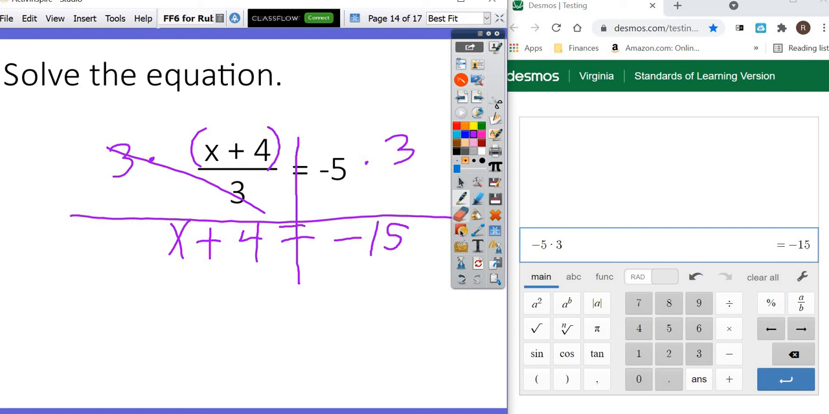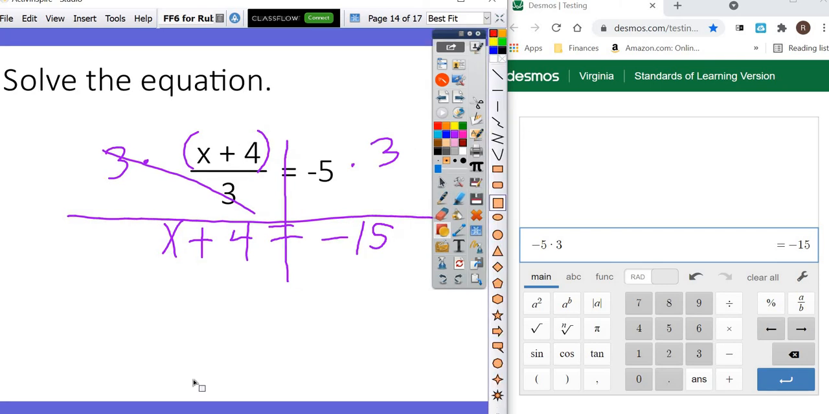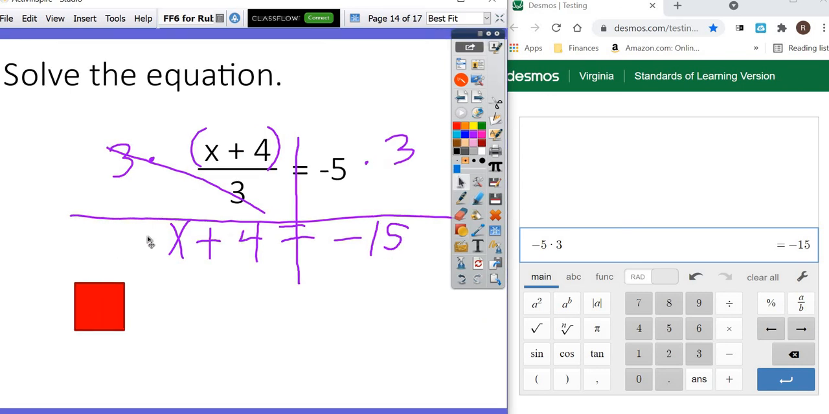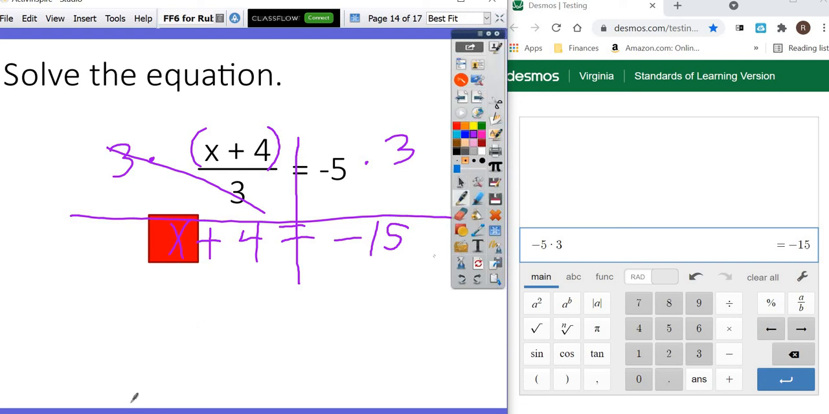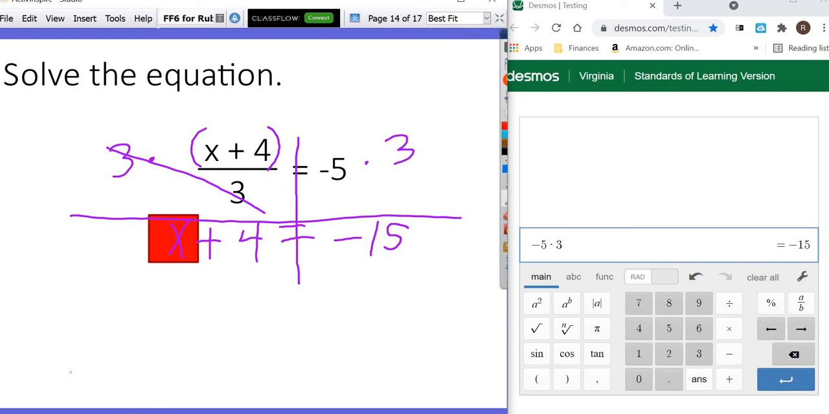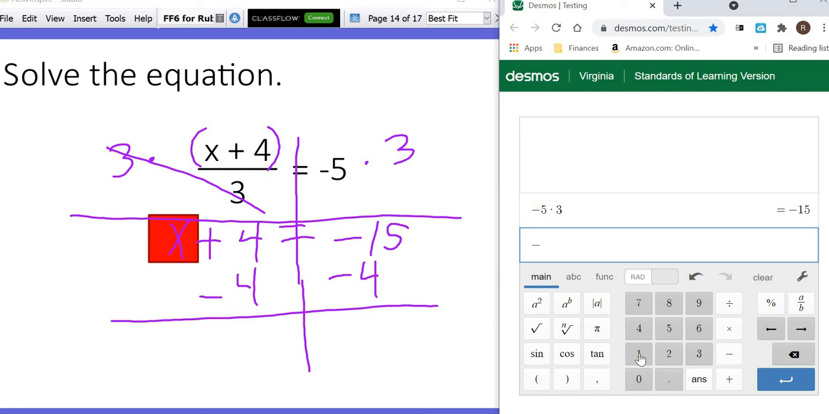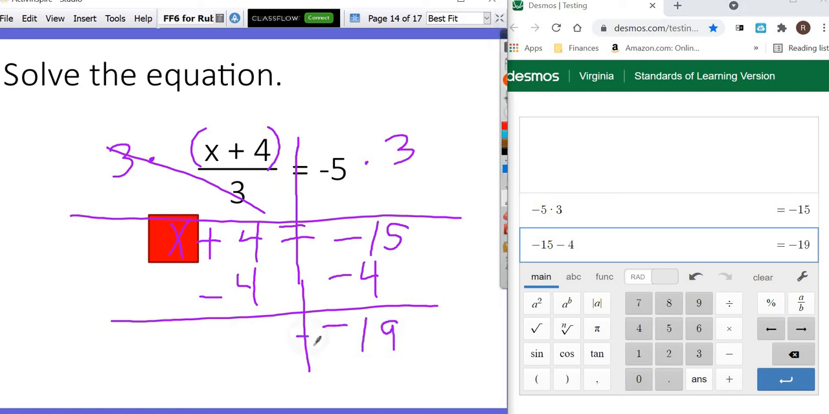Okay, so I'm going to use the same trick that I was using before on the other ones. I'm going to draw myself a square, and I'm going to cover up the variable and everything with it. Well, it's not really covered up, but we're not looking at that. Okay, so that's a plus 4, so I'm going to subtract 4 from each side. Okay, so I'm going to come back to my calculator and do negative 15 minus 4, which gives me negative 19.